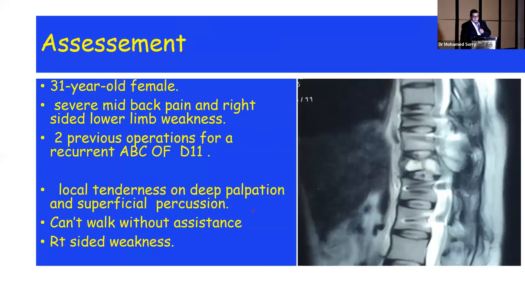This is a 31-year-old female presenting to me with severe mid-back pain and lower limb weakness. She had two previous operations for recurrent ABC of D12, D11. By examination, there is local tenderness on deep palpation and superficial percussion. She cannot walk without assistance, and she had right-sided weakness. This is the imaging studies.